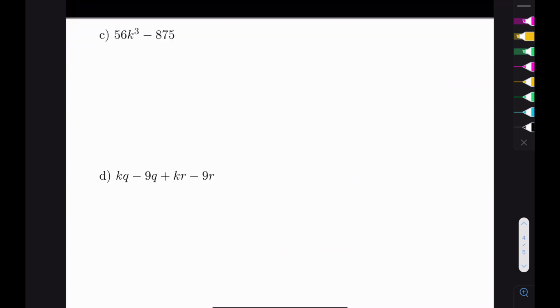So we keep going. We're going to try now with 56k to the third minus 875. So looking at this right off the get-go, I have a k cubed. That tells me I'm probably going to use my cube formula. The problem is neither of these numbers are perfect cubes.